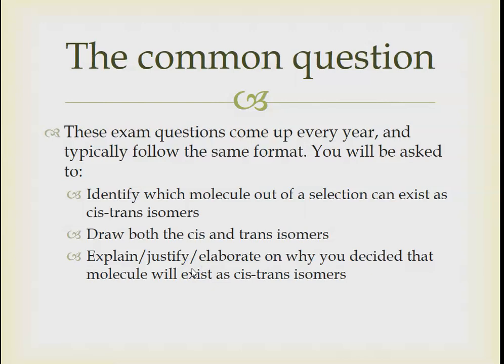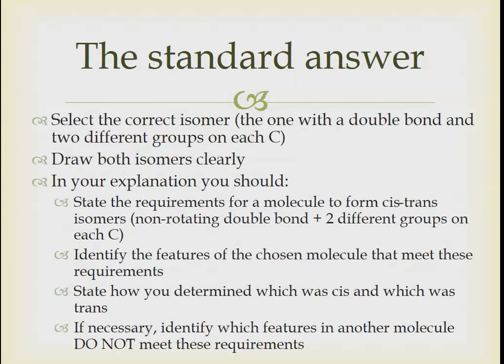The most common type of question you get is going to look something like this. It will ask you to possibly identify which molecule may exist as cis-trans isomers. It may already tell you that. It's going to ask you to draw both the cis and trans isomers for a given molecule. It's going to ask you to justify or explain or elaborate, could use any one of those words, exactly why you have drawn those isomers as they are, why you selected that molecule, and possibly why no other molecule can exist as a cis-trans isomer. They vary slightly, but not a lot. They tend to have that same general pattern. So here's a classic example.